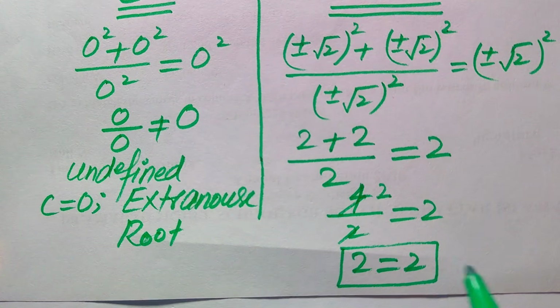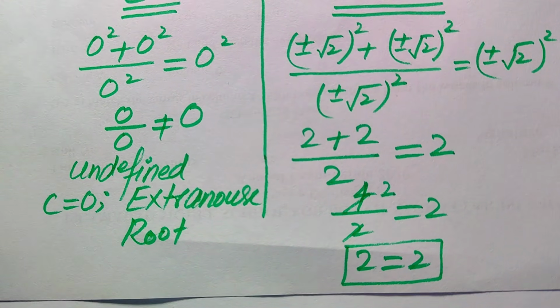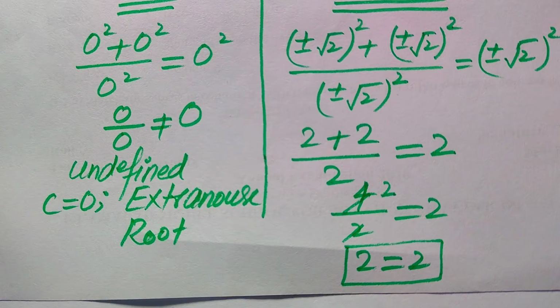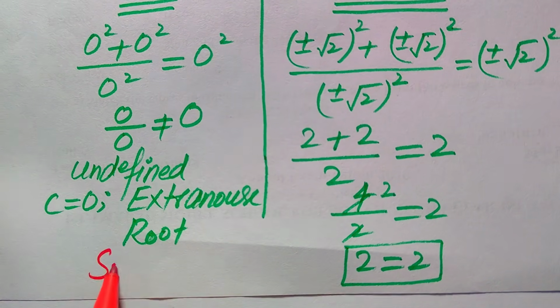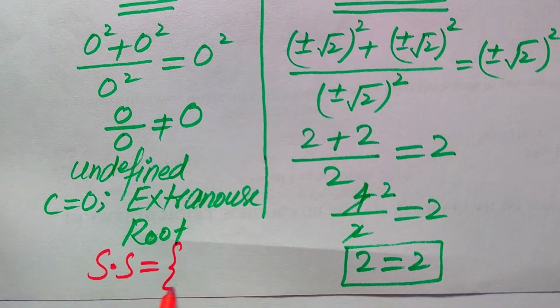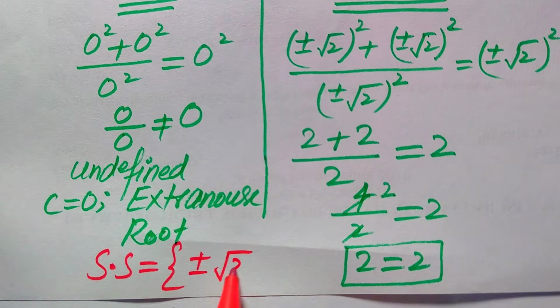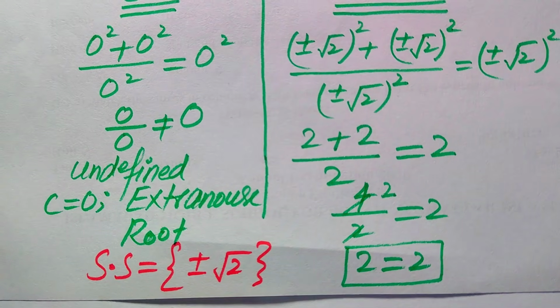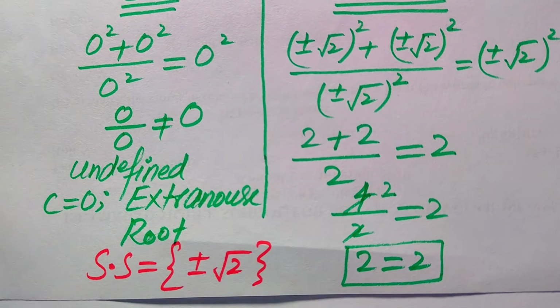This shows that both sides are equal. It means that the value c equals plus minus square root of 2 satisfies our given question statement. So finally, the solution set of this problem is plus minus square root of 2. This is our final answer which we get from the first method.